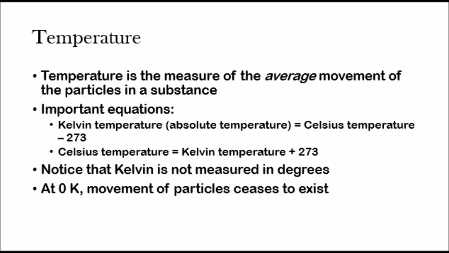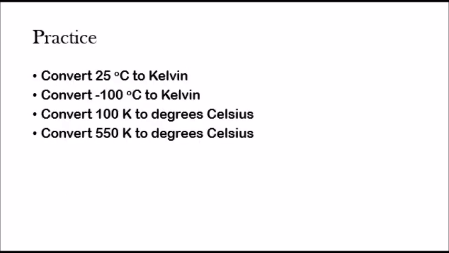Okay, let's do some practice here, converting between Kelvin and Celsius. Let's convert 25 degrees Celsius to Kelvin. To convert 25 degrees Celsius to Kelvin, we're going to have to add 273. 273 plus 25 gives us 298 Kelvin. Notice that I did not put a degree symbol. I just put 298 K, and we read this as 298 Kelvin.